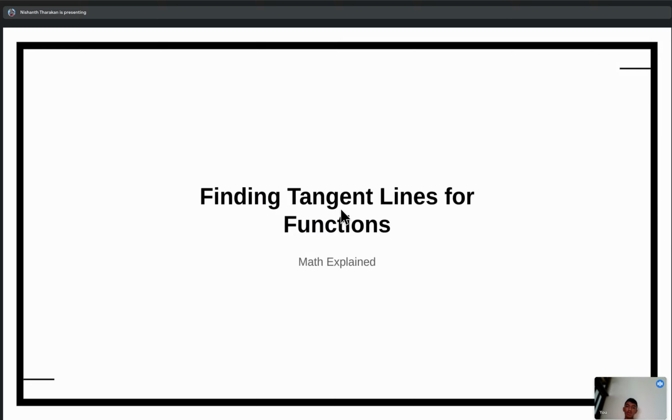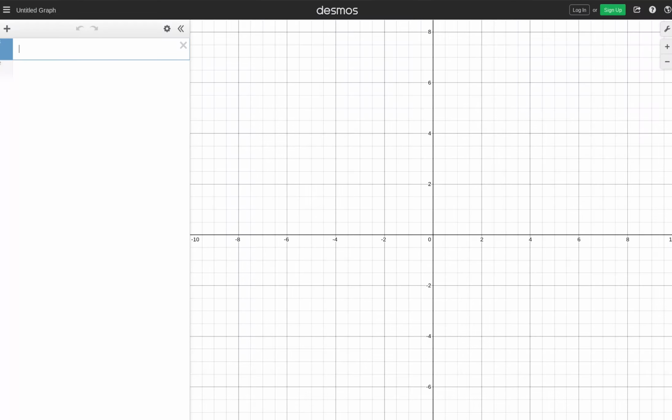Hello, today I will be just showing some examples of finding tangent lines for functions. Okay, let's go on to Desmos just to make things easier. So I just have a graph open. So let's say we have a function f of x. Make this lowercase f so it's easier to type. Let's say equals x to the power of 3.